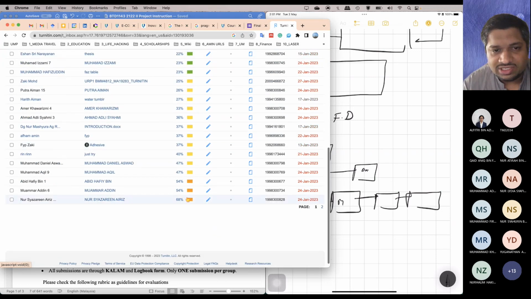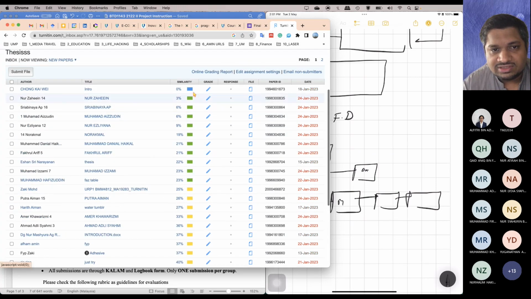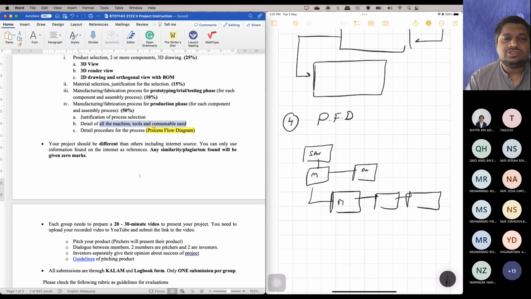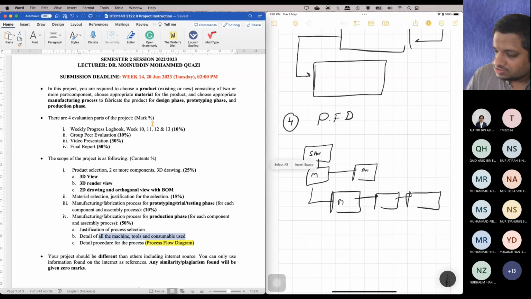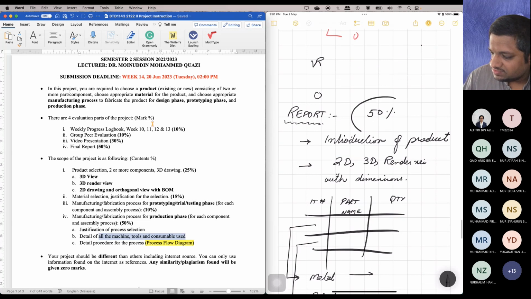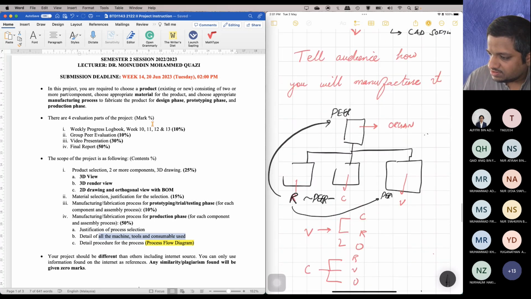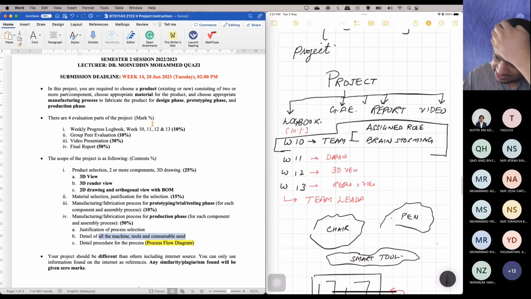So you can see this orange and yellow, this is not good, but green and blue is the best. Less similarity, less copy-paste. So this was all about the report, which is 50% of the marks. So I go back, 50% of the marks for the report. Report is 50% of the marks.